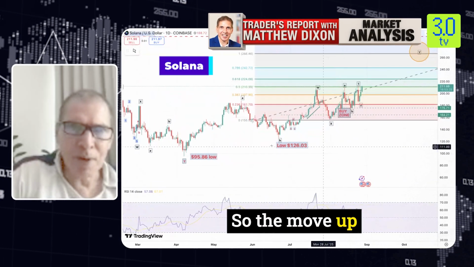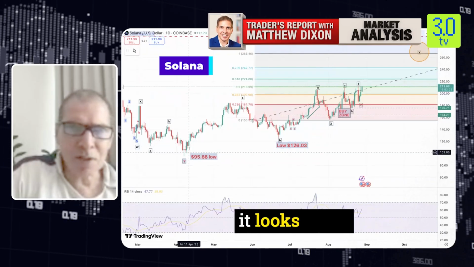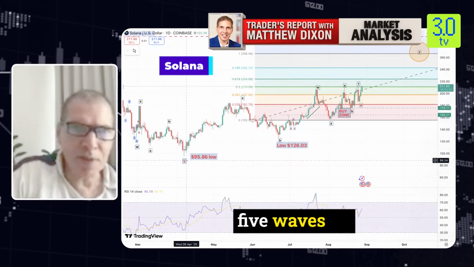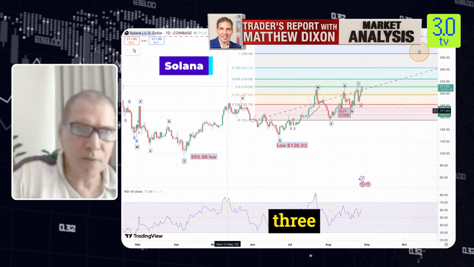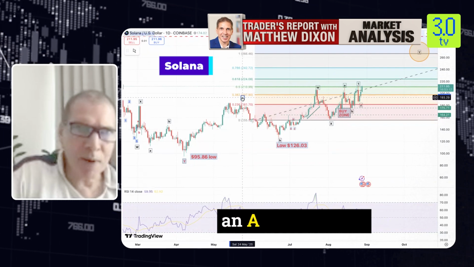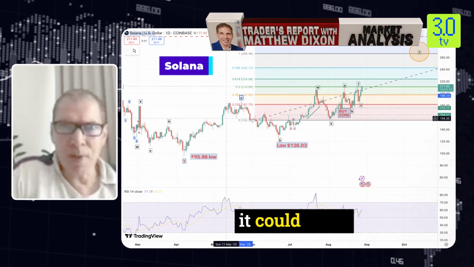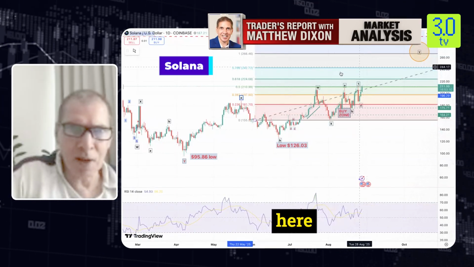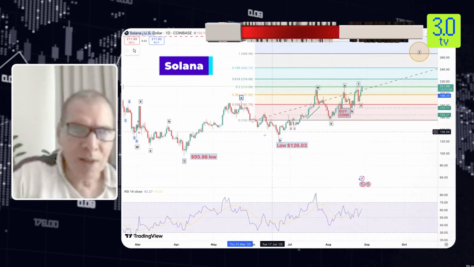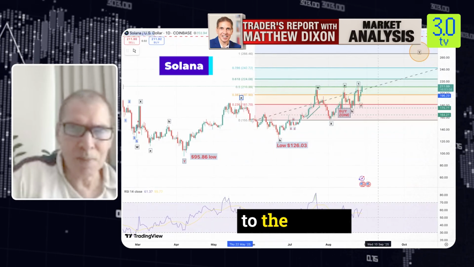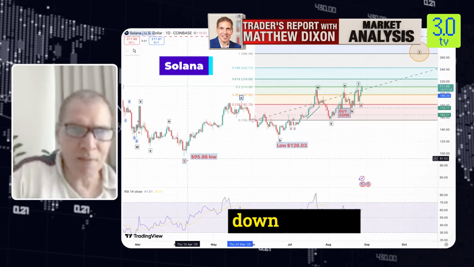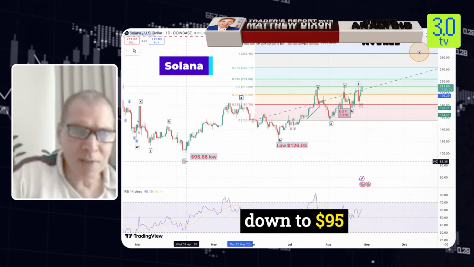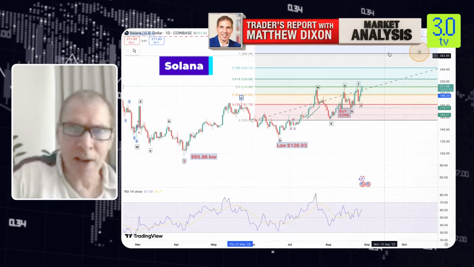So the move up, I can see it looks to me like an A wave. It looks like 5 waves up. We could even count it as 1, 2, 3, 4, 5. That would be an A wave higher. It could be an A wave or a wave 1, but because we have all this messing about here, overlap again with this move down, I think it's corrective to the upside. So we've had that big correction down from 295 down to $95. I think we're correcting higher now.